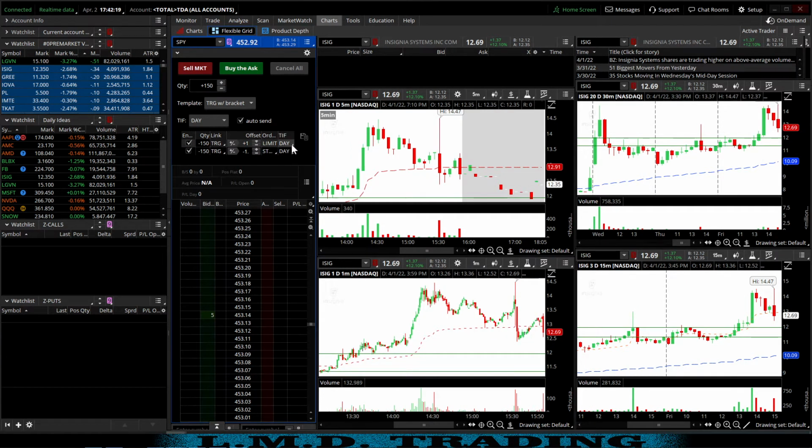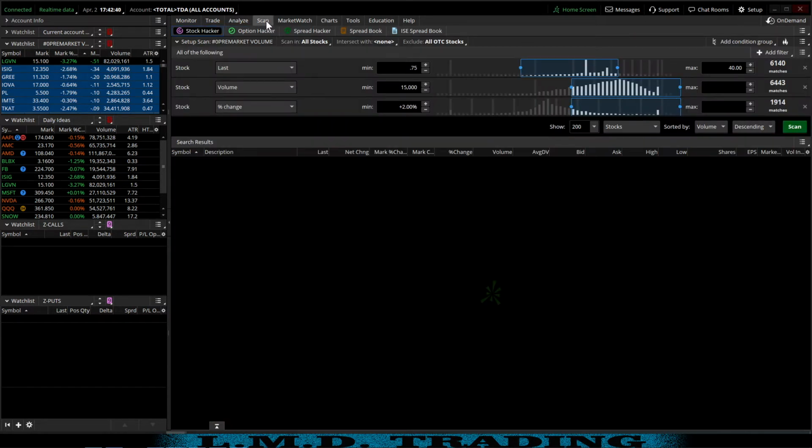I got 3 monitors. The monitor to my left has my thumbnail watch list. Monitor to my right has my options log to figure out what contracts I want to buy. But we're going to switch over to where you create your scanners at. And in that, you just go up to scan. Boom. So you hit your scan. It's already set to stock hacker, which is what you want.